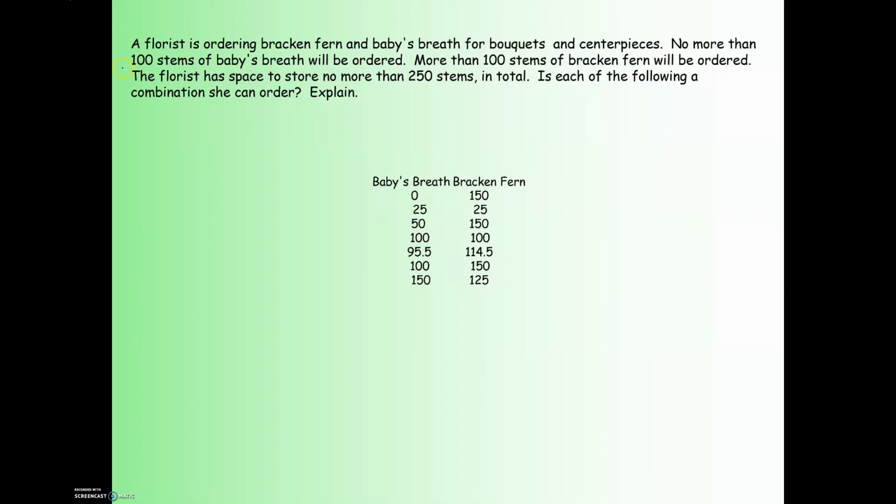We have no more than 100 stems of baby's breath. So if we look at our baby's breath, no more than 100. I'm going to see if any of the combinations have over 100 baby's breath, and it's this one here. So I'm just going to cross it out. It can't happen. More than 100 stems of bracken fern will be ordered. So I'm going to look at my bracken fern. Is there any that is under 100? If so, I get rid of them. So this combination is gone. That's it. And the florist has space to store no more than 250 in total.